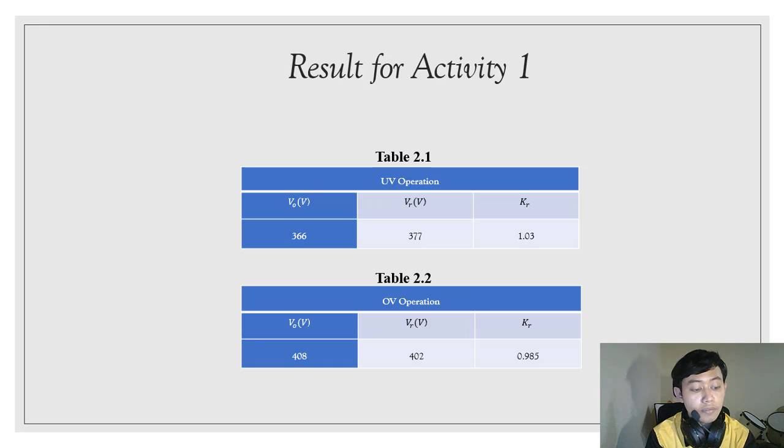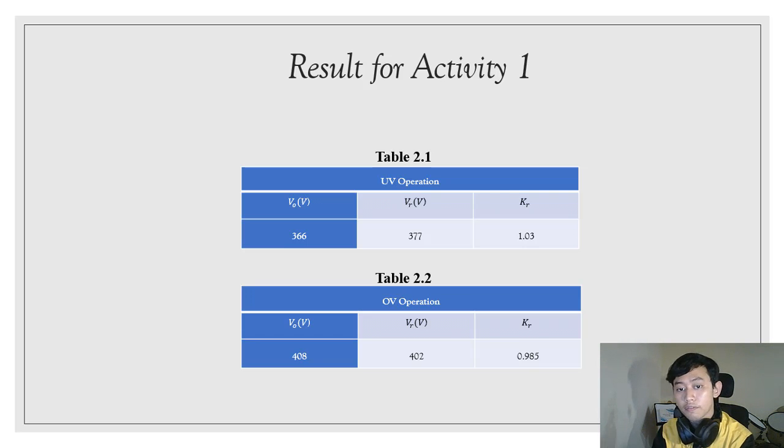And then if you want to turn off the buzzer, we need to increase the voltage again from 366 volt to 377 volts, and we name it as release voltage, because we know at that time the relay will release the contact, so the buzzer will turn off and doesn't make a sound anymore. And then after that, we have done the under voltage operation.